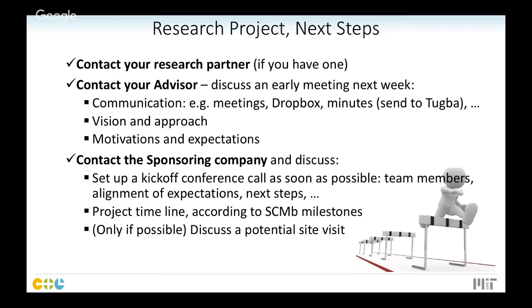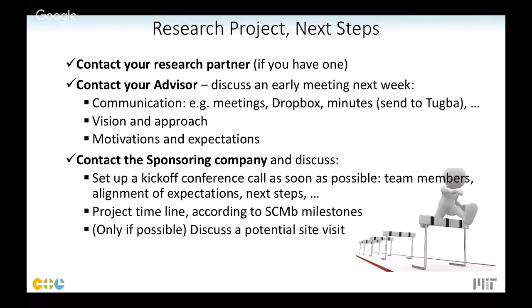So the third step is to contact the sponsoring company, if there is a sponsoring company. Set up a kickoff conference call as soon as you can, to introduce the different team members in the sponsoring company. In some cases, even with the research project, there are sponsoring companies, right? So it's important that you align with the team members and also align the expectations. What are the next steps?